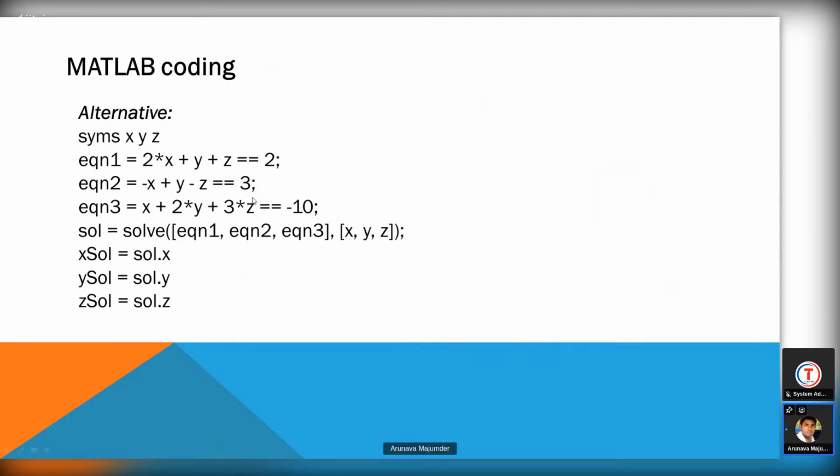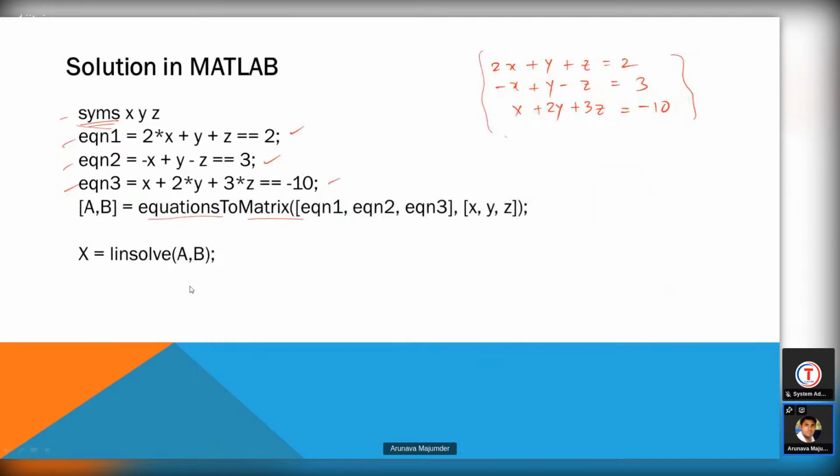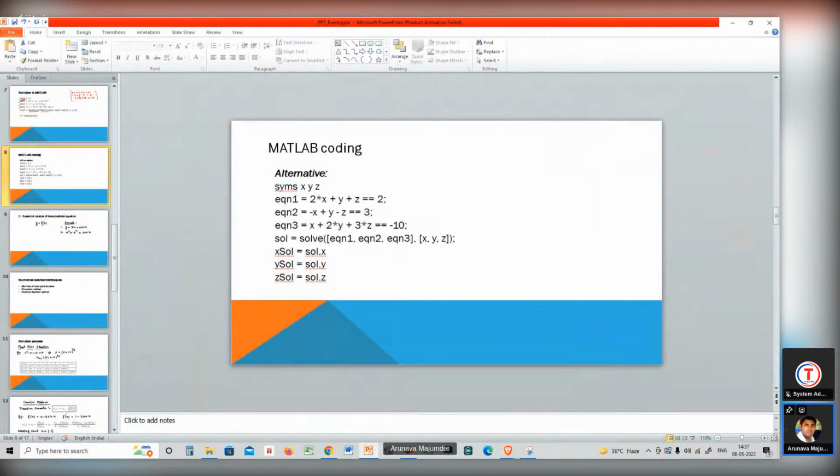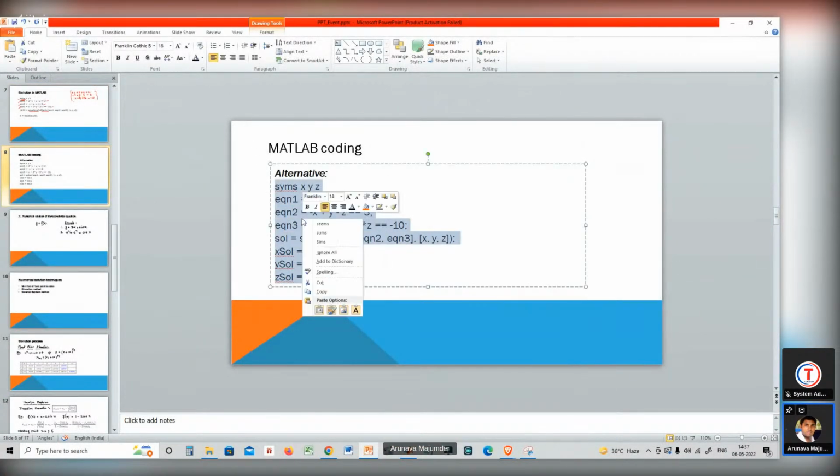So look at this. This is another alternative coding in MATLAB to solve the equations. This is three equations we have. So this is another command, solve. By using the solve command. The previous command was linsolve, but there is another command which is solve. The solve command can be used for systems of linear equations, and systems of nonlinear equations also. So I am just putting this code there in MATLAB.